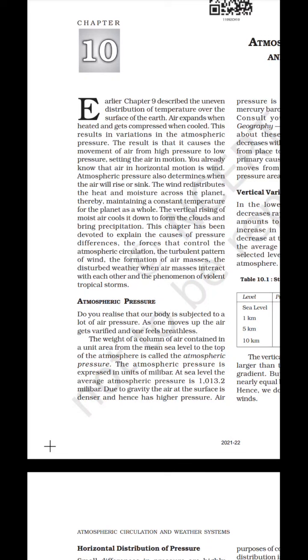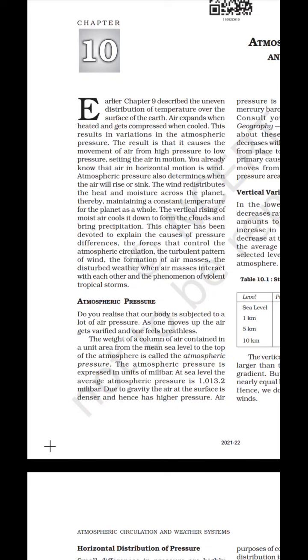This chapter has been devoted to explaining the causes of pressure differences, the forces that control the atmospheric circulation, the turbulent pattern of wind, the formation of air masses, the disturbed weather when air masses interact with each other, and the phenomenon of violent tropical storms.